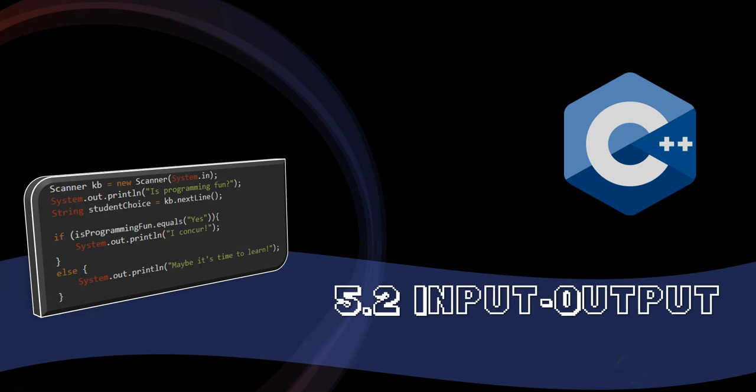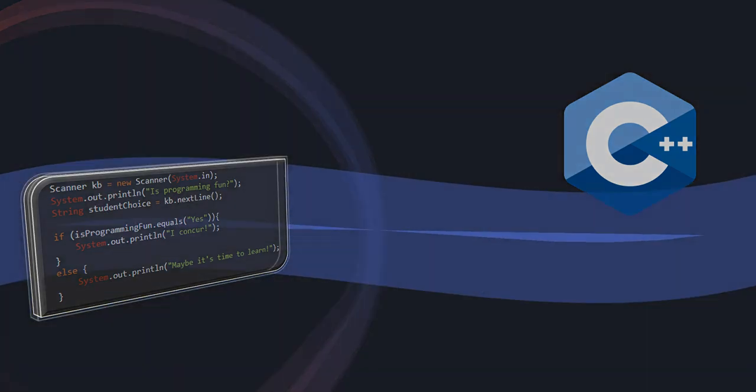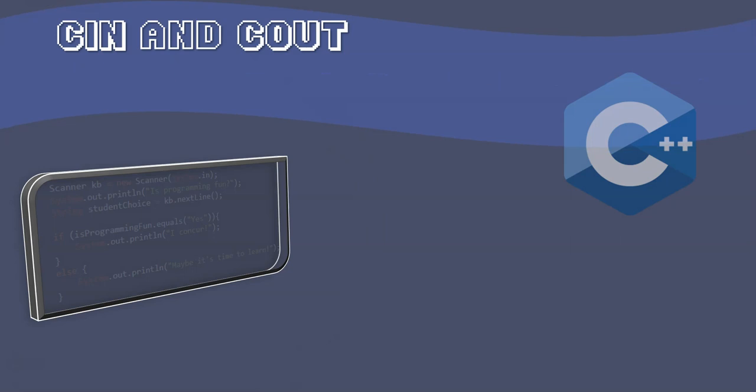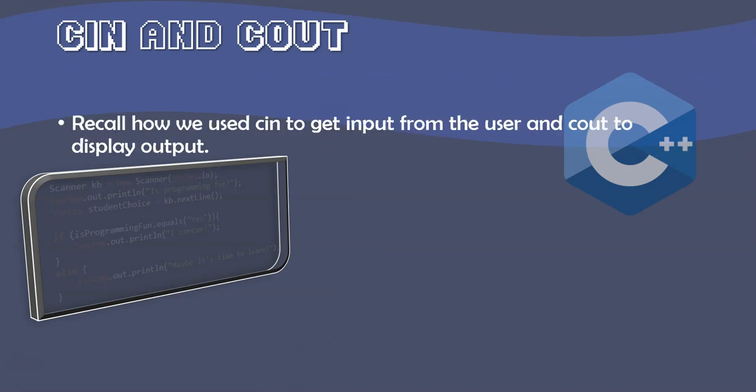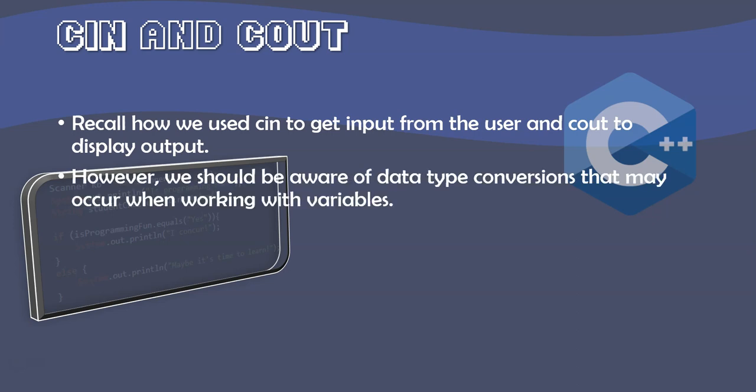And welcome back. As we continue to dive into looking at C++, let's take a moment to recap input-output and some of the things we're going to need to keep in mind when we are starting to work with some of the data types that we're going to use. So just a quick recap with cin and cout. Recall that we have used cin to get input from the user and cout to display output.